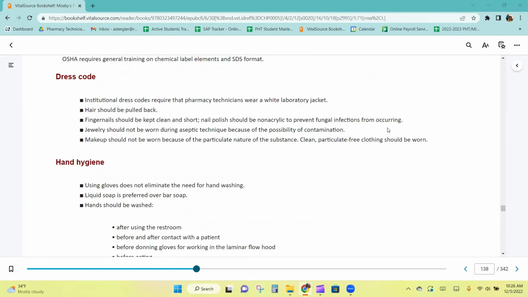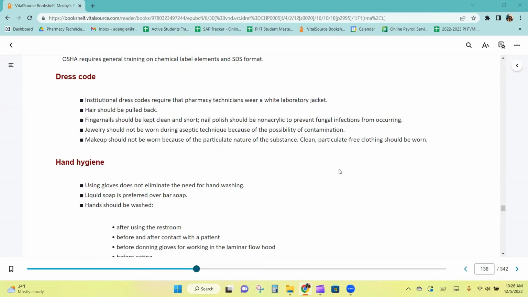Dress code. Institutional dress codes require that pharmacy technicians wear a white laboratory jacket. That is not necessarily true. Wherever you work, you could be wearing scrubs, you could have a lab jacket, you could be business professional. So you'll find out from where you work. And if we're talking about the hospital and clean room type stuff, you'll just be garbed up. So you wouldn't be wearing a white lab jacket.